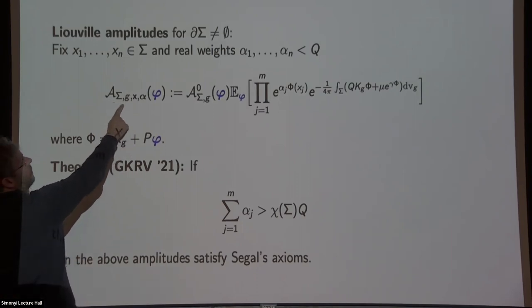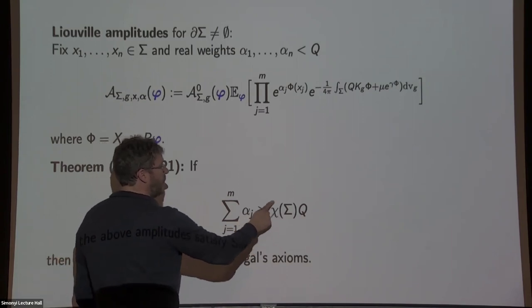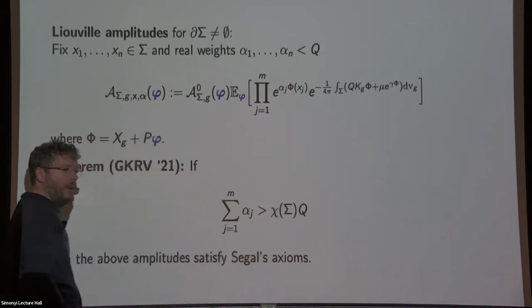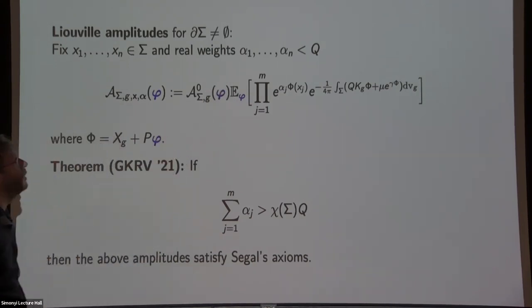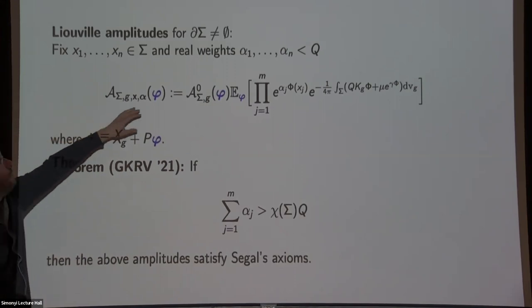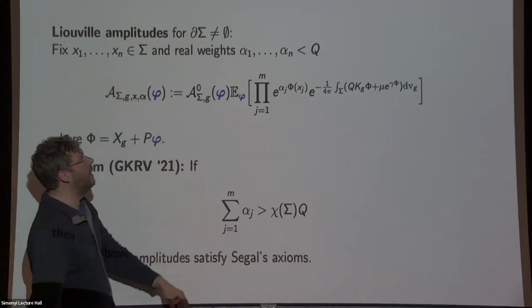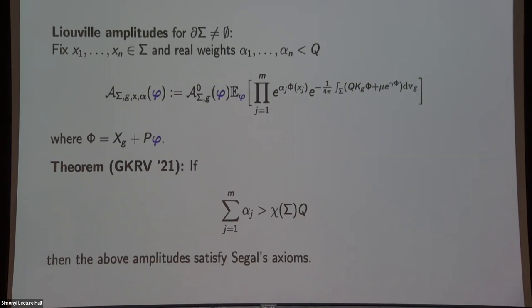I have to restrict my amplitudes to the ones where the weights are bigger than the Euler characteristic of the surface times Q. This is to ensure that these are really L2 functions. And you define this on a compact Riemann surface. Of course, if there's no boundary, you get the correlation, so you don't condition on anything on the boundary. And that's the thing you want to compute.